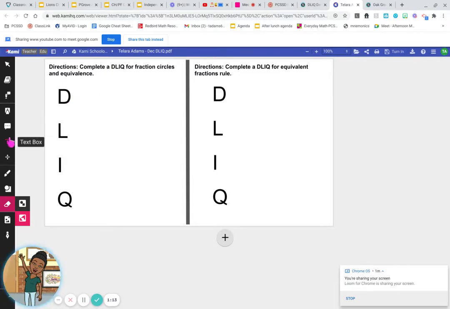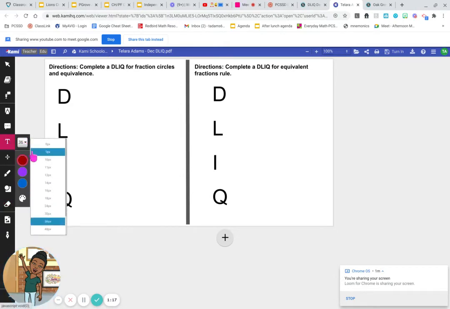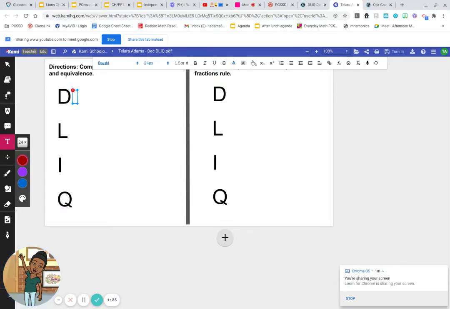For the D, before we start, I'm going to go to my text box in my toolbar. My font size, I'm going to choose as 24. How is that? Oh, it looks pretty good. If it's not, then I'll change it later. For now, I'm going to stick to 24 as my font size by using my T in my toolbox.